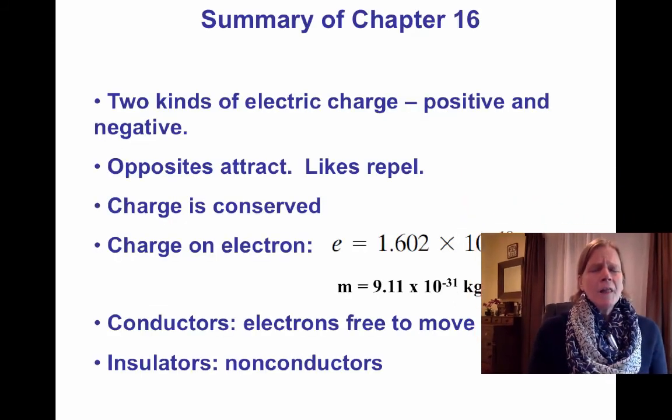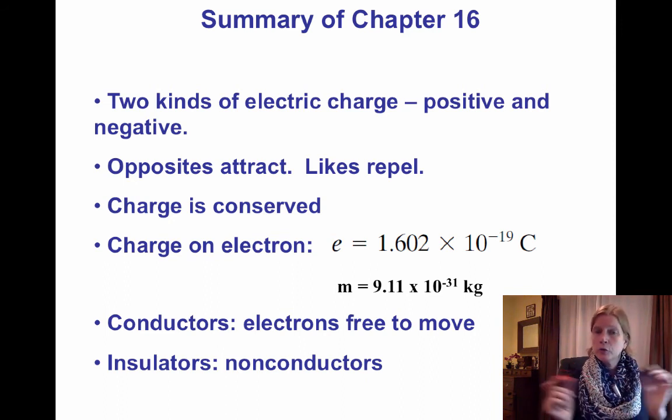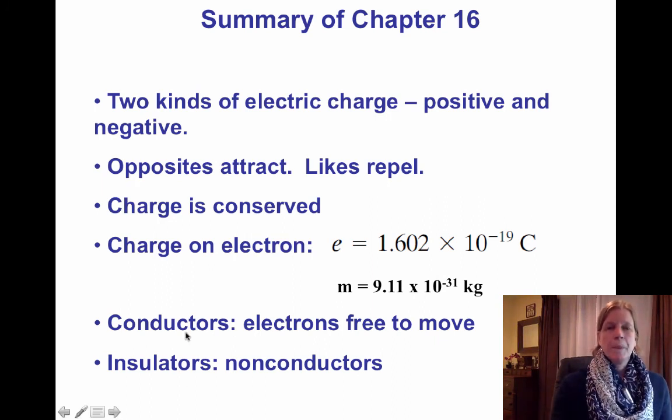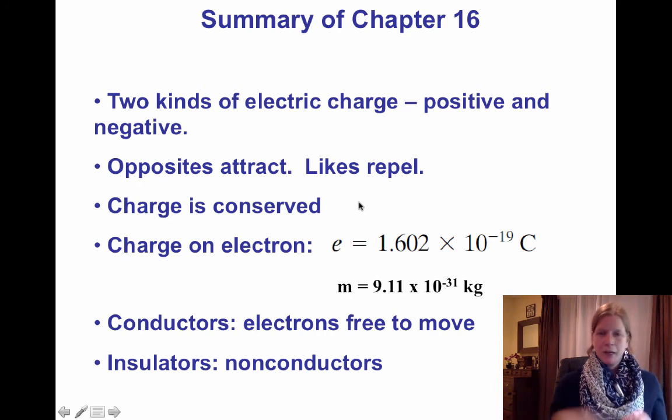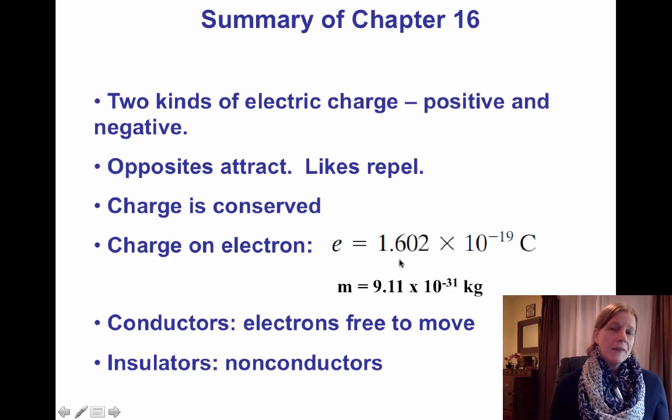Okay, that finishes up chapter 16. I guess I'll go through a quick review. There are two types of electric charge, positive and negative. Opposites attract, so positive and negative charges will attract each other, while likes repel. Two positive charges will repel each other, two negative charges will repel each other. Charge is conserved, so if you get extra electrons in one place, you'll have a deficit somewhere else. The charge on an electron is 1.602 times 10 to the minus 19 coulombs, and that is a quantized amount. We can't subdivide that anymore.